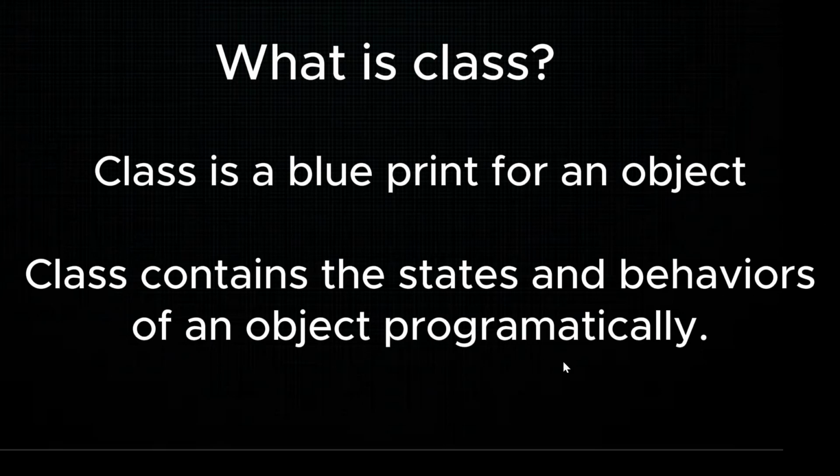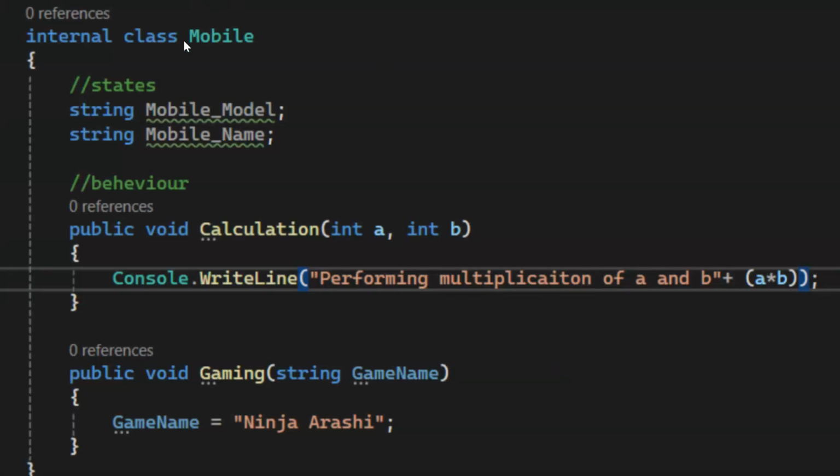So let's see an example for class. Here we have a class with name mobile and also we have states. Here mobile model and mobile name are considered as states. As you can know, these are the global variables present within a class. And also we have behavior of an object.